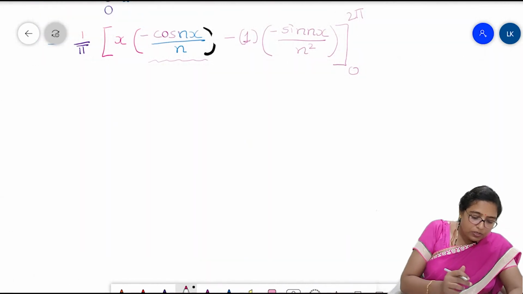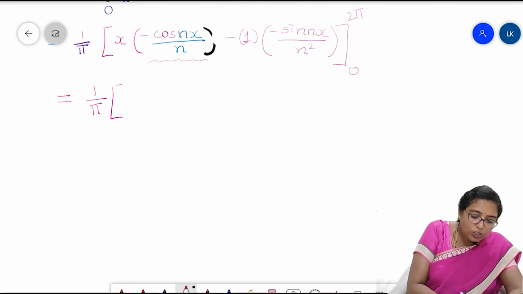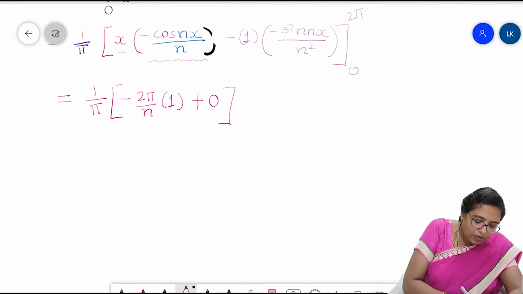Now substitute the value x is equal to 2 pi in the whole bracket. cos 2n pi is 1, sin 2n pi is 0. That means minus 2 pi upon n into 1, because cos 2n pi is 1, minus sin 0 is 0, then minus minus plus cos 0 is 1 but x is 0, 0 into anything is 0, sin 0 is 0. Pi pi cancel, that means minus 2 upon n.